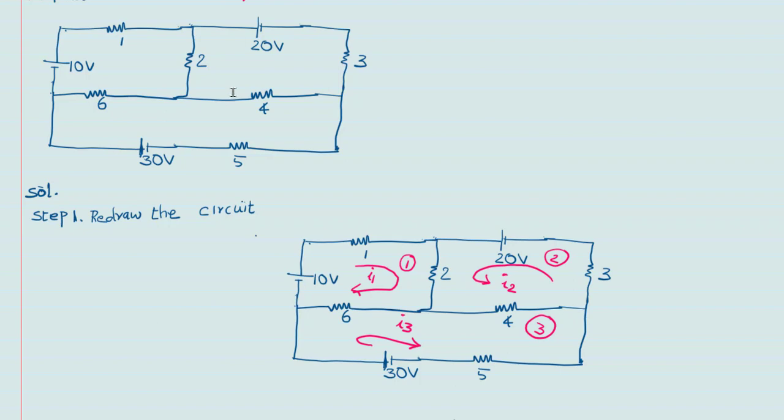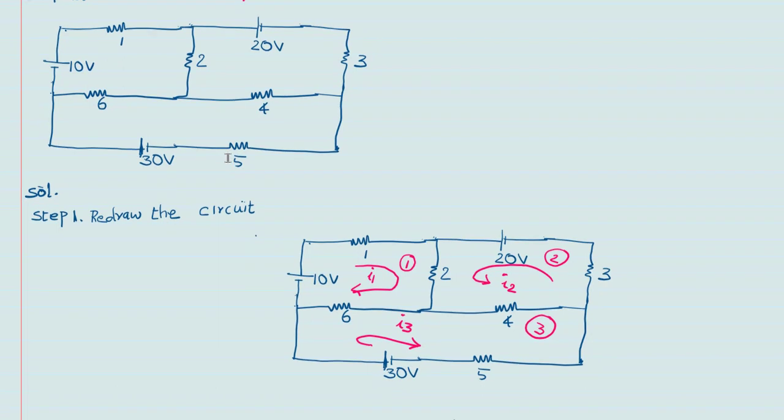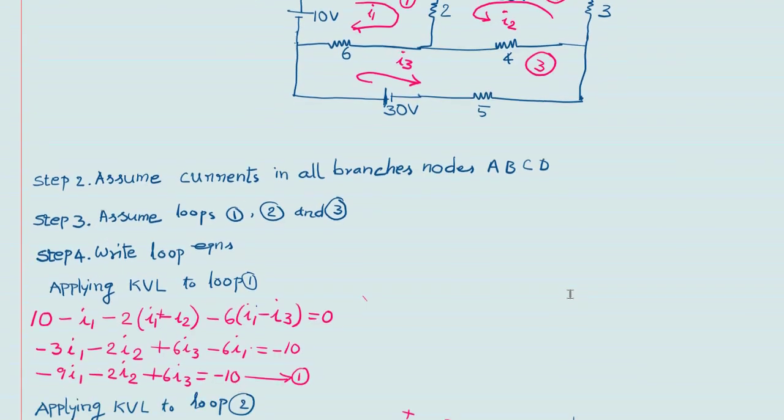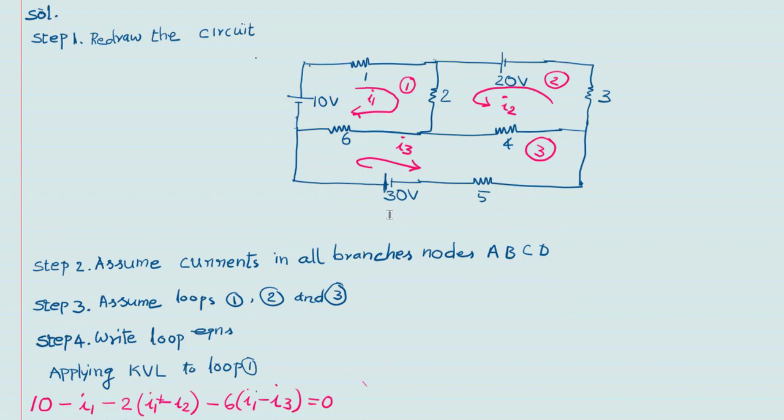To solve this, we apply what is called Kirchhoff's voltage law, or the loop method. To apply the method, we have to redraw the circuit, then assign the loop currents, and then give the polarities for the various elements in the circuit. So first, redraw the circuit like this.